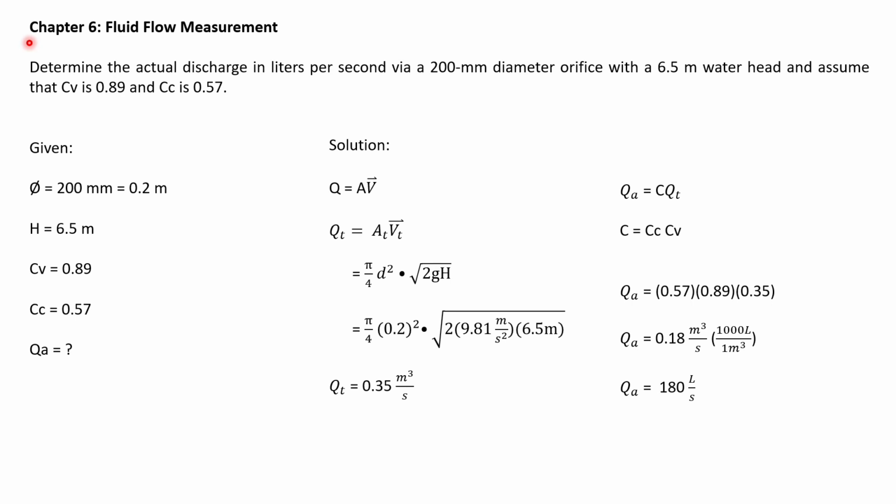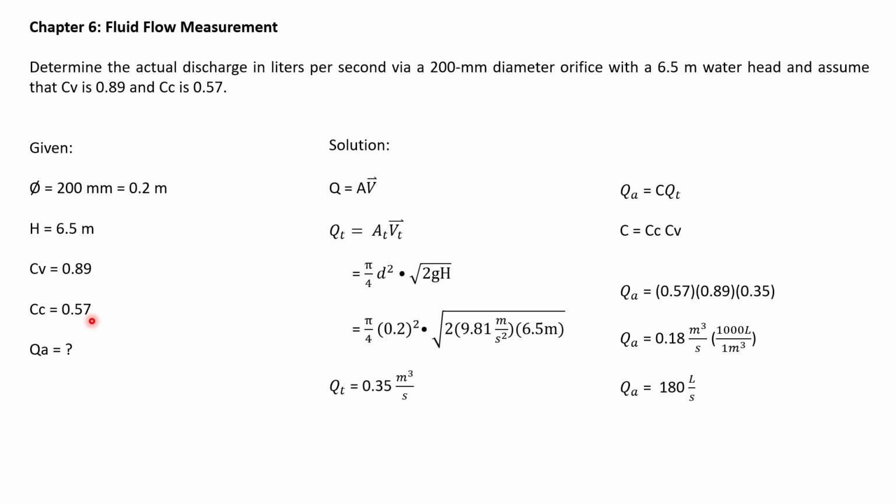So first, we will proceed to our given. Our diameter is equal to 200 millimeter. Let's convert this into meters. 200 millimeter divided by 1000, so we will have a value of 0.2 meters for our diameter. And our head is equal to 6.5 meters. Our CV and CC are also given, which is CV is 0.89 and CC is 0.57. And now we are looking for the value of our actual discharge.